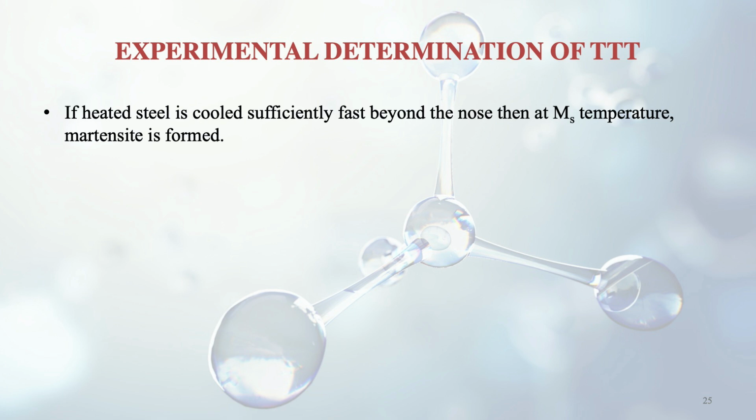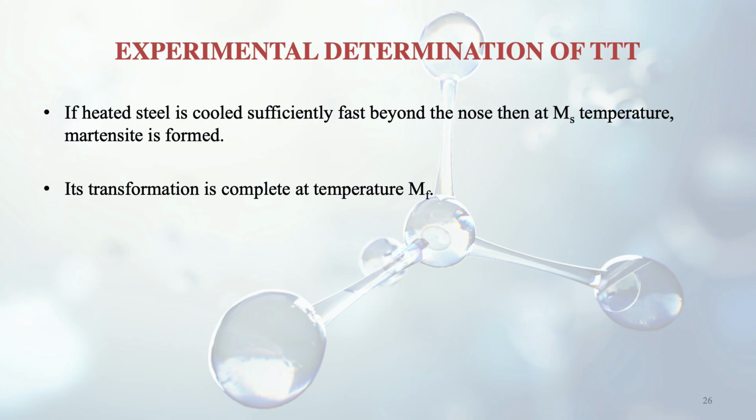If heated steel is cooled sufficiently fast beyond the nose, then at MS temperature martensite is formed. So earlier we saw that bainite is formed if it is cooled somewhat near the nose of the curve, but if this steel is now cooled at a much more rapid pace than the previous one, then it will go much beyond the nose, and at MS temperature only martensite will be formed. So this transformation is complete at a temperature MF. So start of martensite is at MS and completion is at MF.